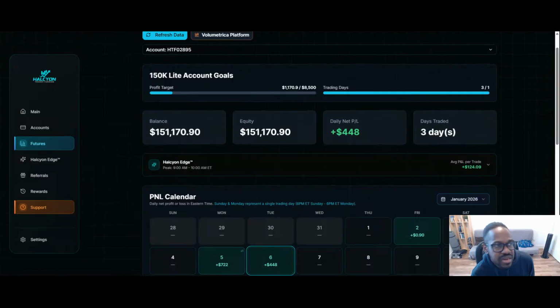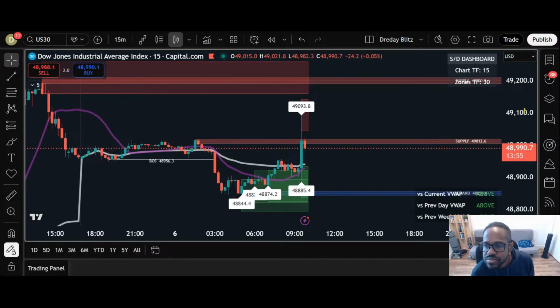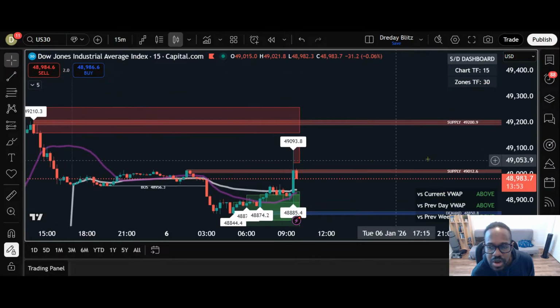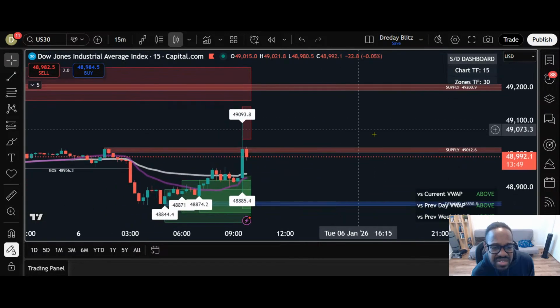Basically, I'm only putting one mini here on my trades, right? And I would be able to put more, but like I said yesterday, I want to create me a buffer before increasing my lot size, right?